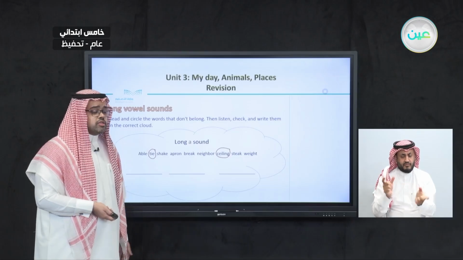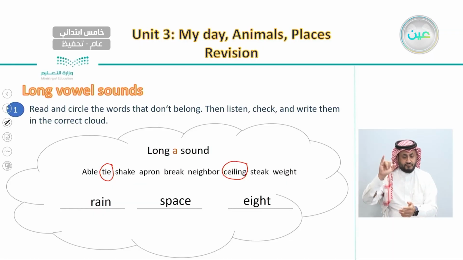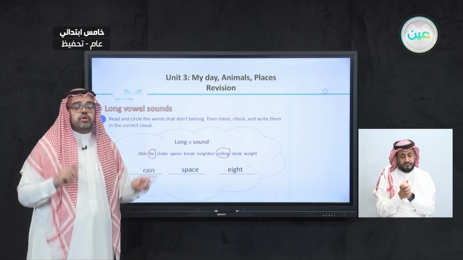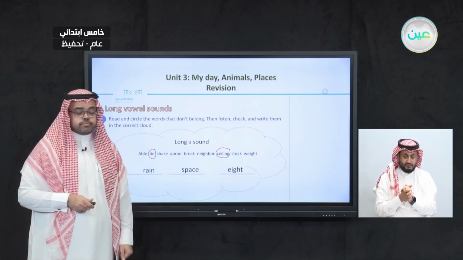So what should we put instead? We should put these three words: rain, space, and eight. All of these words have the A sound. For example, able, rain, shake, apron, space, break, neighbor, eight, steak, and wait. This is how we answered this interesting exercise where we have five different clouds with five different sounds. We take the words and put them in the right cloud, and also we circle the sounds that do not belong.